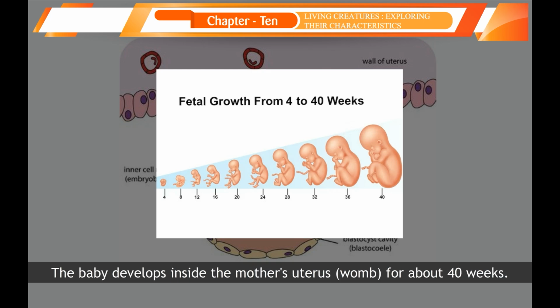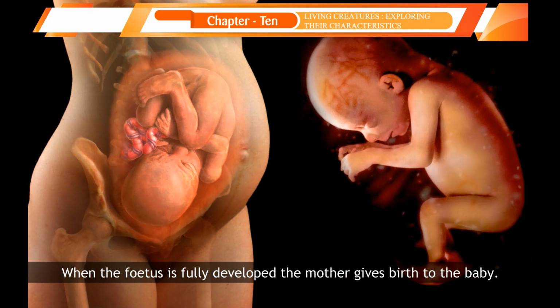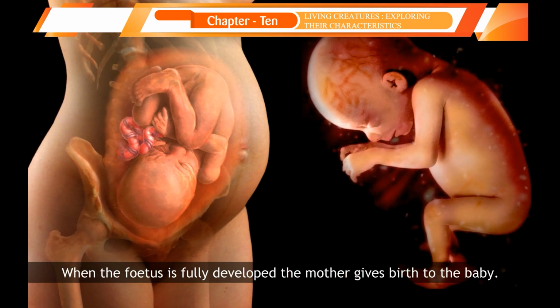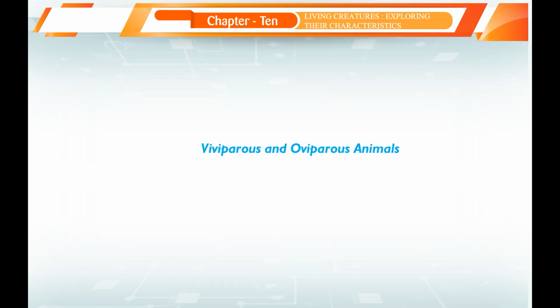The baby develops inside the mother's uterus, the womb, for about 40 weeks. This period is called the gestation period. When the fetus is fully developed, the mother gives birth to the baby. The birth of the baby is called parturition.